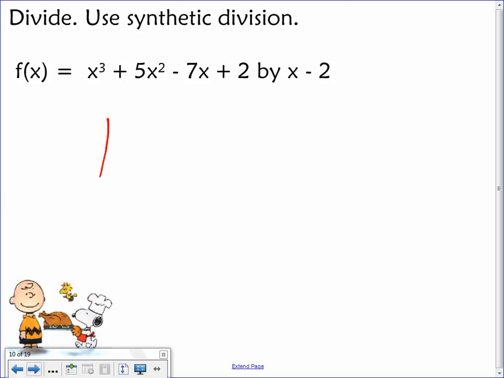Now, it is a different setup. It's almost like an upside down one where you can kind of think it's just a big box. Nobody freak out yet on me, okay? So since this was x minus 2, we're going to put a positive 2 out here. And now we're going to put in all of our coefficients. So 1, 5, leave a little space between them, negative 7, and 2. Looks pretty simplistic so far, right? And we can do this as long as you can add and multiply.